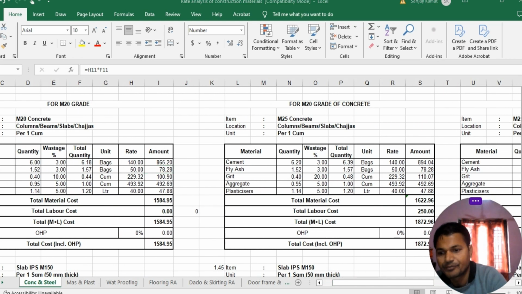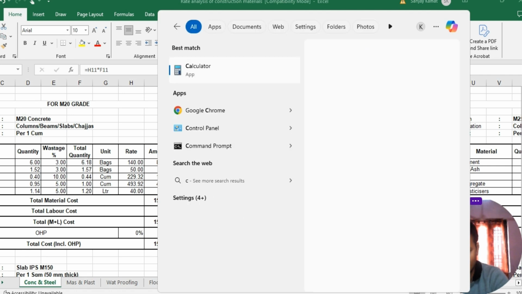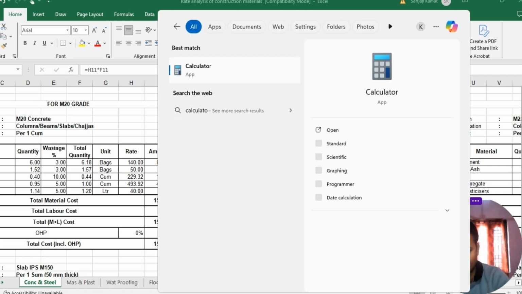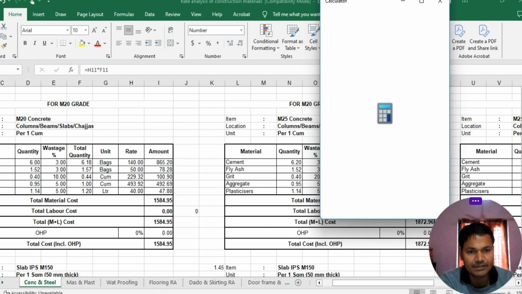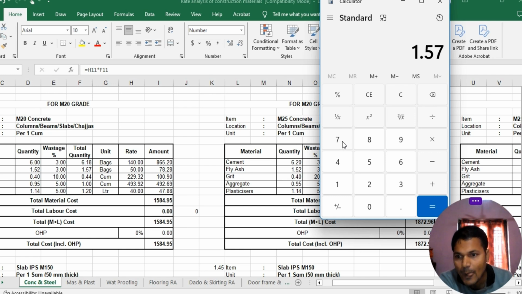Better we use the calculator. Okay, now you can see we'll do it in the calculator. 1.57 into 50. If you do, then how much will it come? See, what I mean. 78.5. It is coming that.